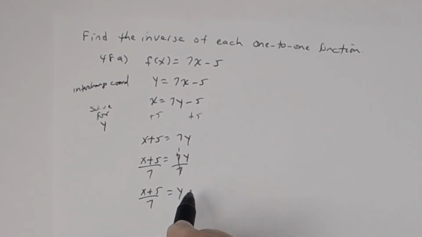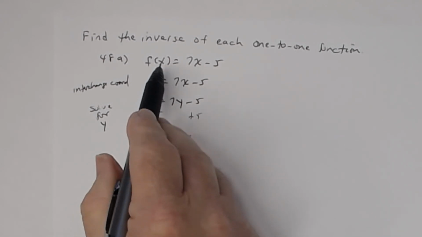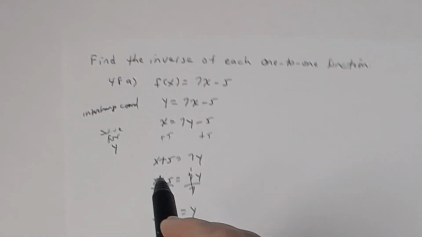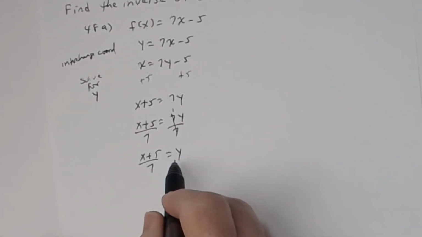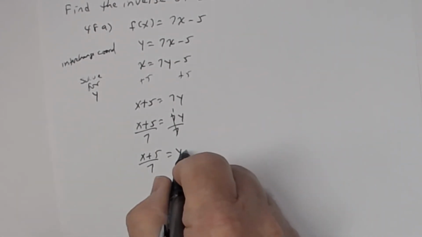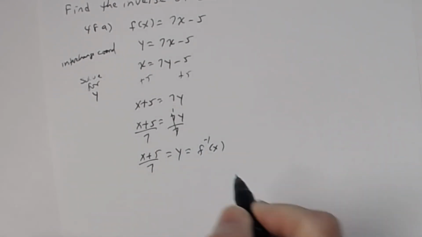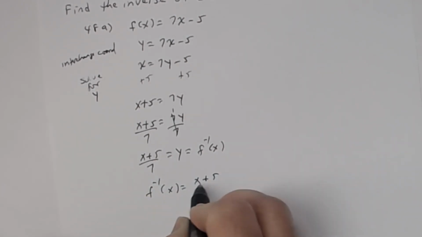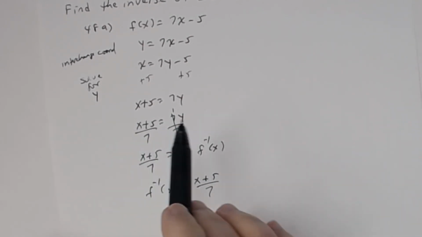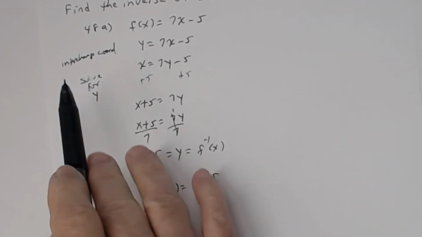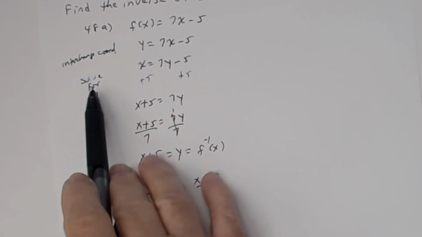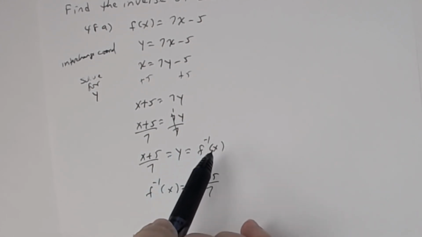Now, this y right here, remember, was f of x. We interchanged the coordinates, so now this y becomes f inverse. You're going to say that it equals f inverse of x, and there's your inverse. So f inverse of x is going to equal x plus 5 divided by 7. That all goes back to the interchange of the coordinates: f of x is y, we interchange the coordinates, so now y becomes f inverse.